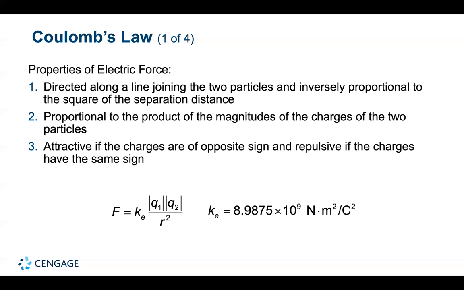From these observations, Coulomb proposed the mathematical form for the electric force between two charges shown here, where Q1 and Q2 are charges separated by the distance r, and k_e is a constant called the Coulomb constant. We're seeing the value listed there.